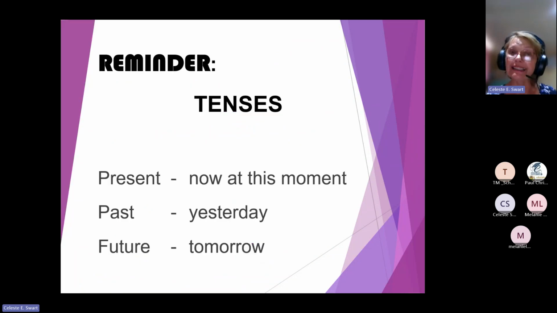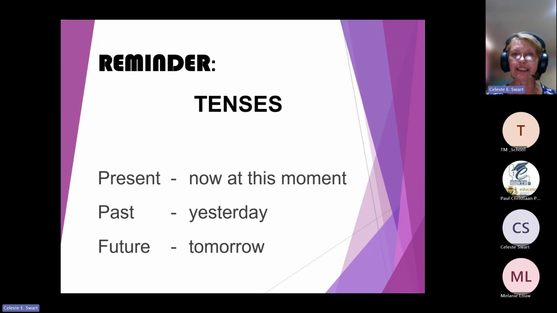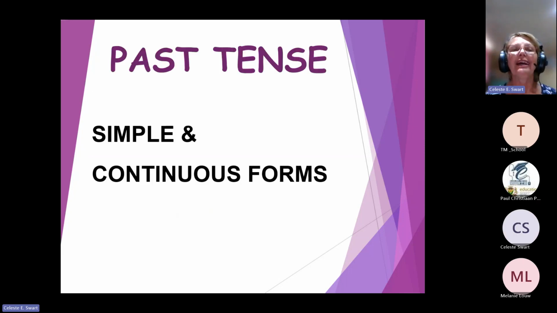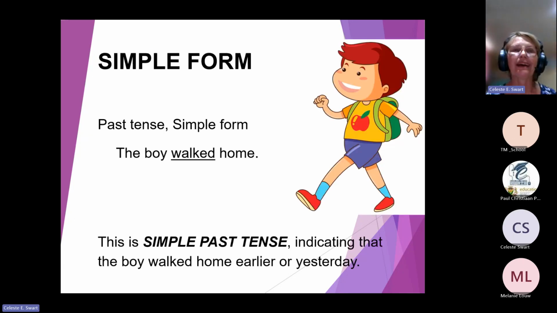So just a reminder again that you have three basic tenses. You have the present, now at this moment, past, which is yesterday, and future would be tomorrow. That's just really simplified. So we're going to look at the past tense, simple and the continuous form.